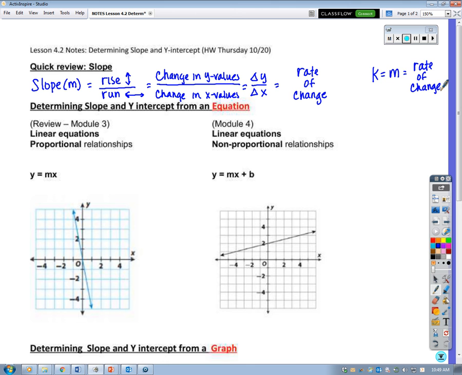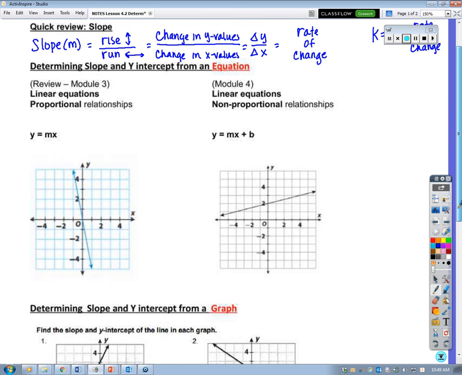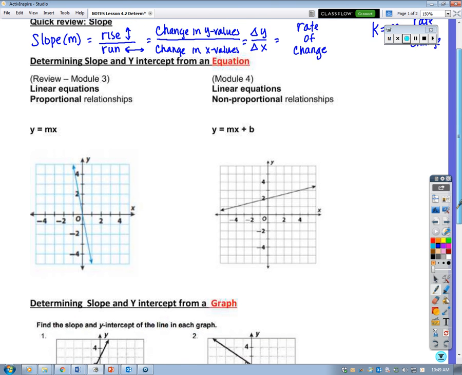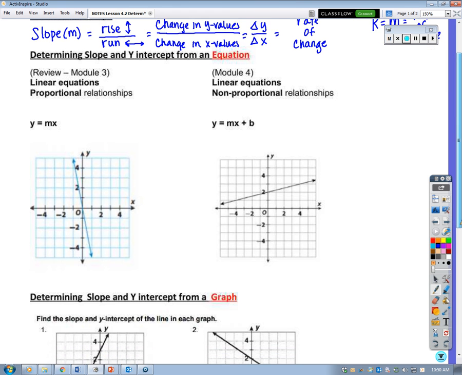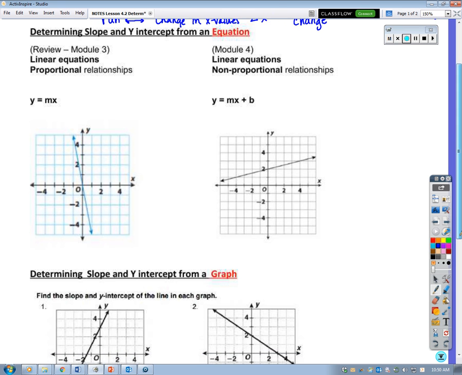So now we're going to move into determining slope and y-intercept with an equation. What we're looking at in this lesson is breaking this down into determining slope and y-intercept from an equation, from a graph, from tables, and from real-world situations. By the end of this lesson, hopefully you'll have that introductory knowledge for being able to determine slope and y-intercept from those 4 scenarios.